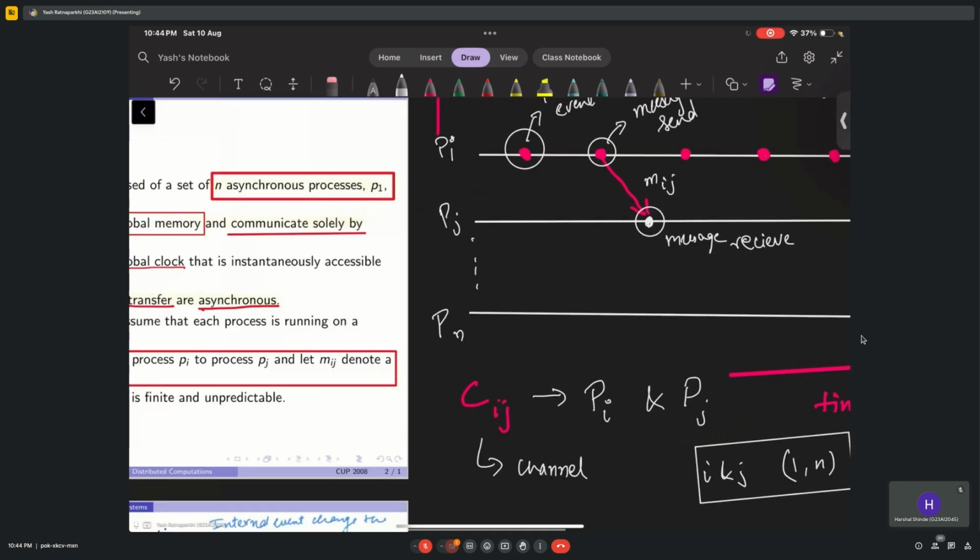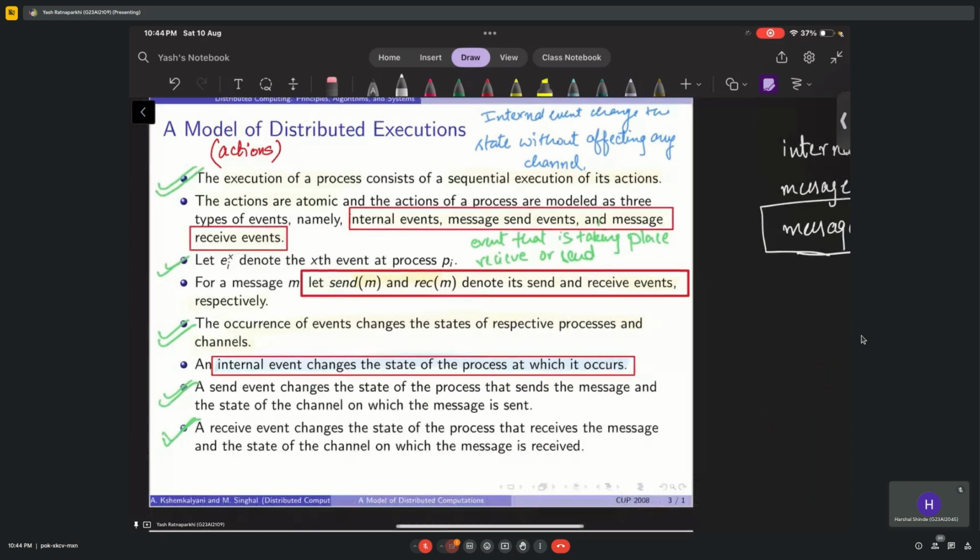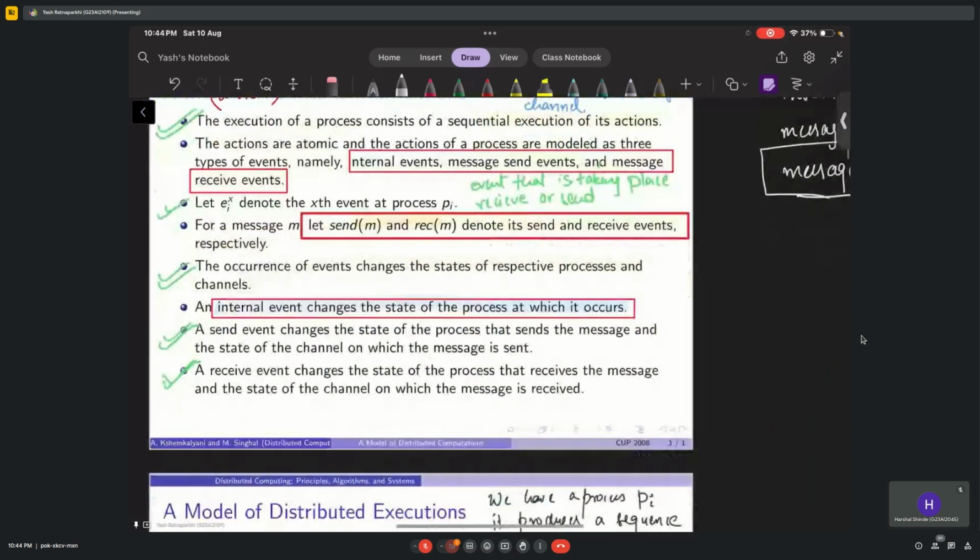So there are three types of events. I hope you understand this. The first one is internal event, second is message send event, and third one is message receive event. Now let EIX denote the X event on the process EI.